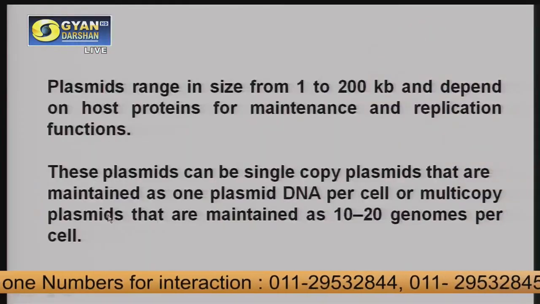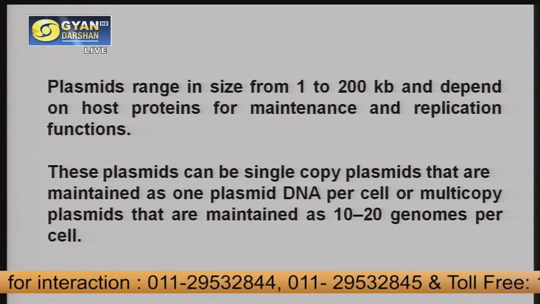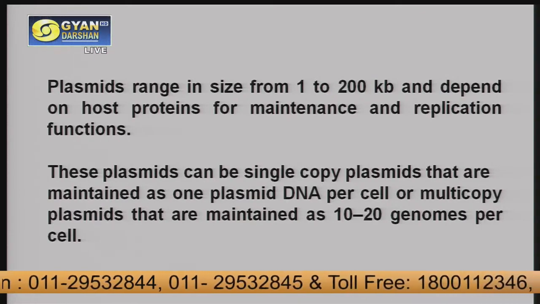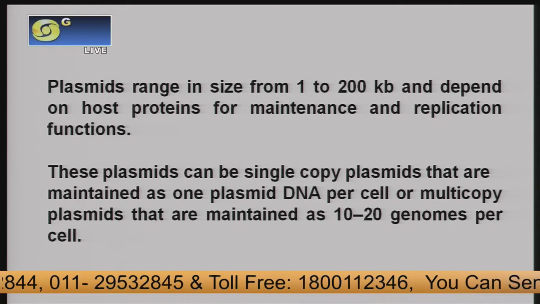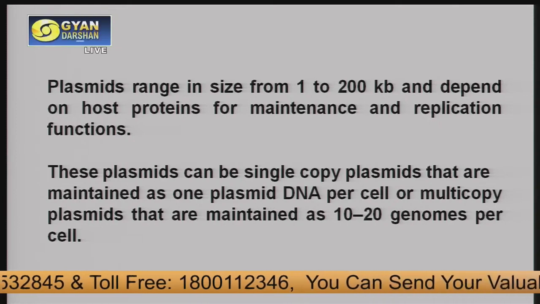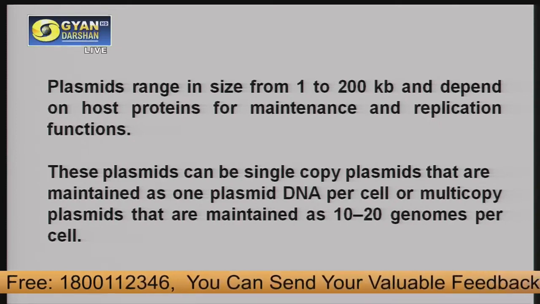Now, these plasmids can be single copy plasmids that are maintained as one plasmid DNA per cell, or multi-copy plasmids that are maintained as 10 to 20 genomes per cell. So, of course, we will prefer the multi-copy plasmid. And how is the copy number of the plasmids determined? By the rate of replication. If the replication process is very much relaxed, we call it a relaxed plasmid. That means those plasmids will have a very high copy number.